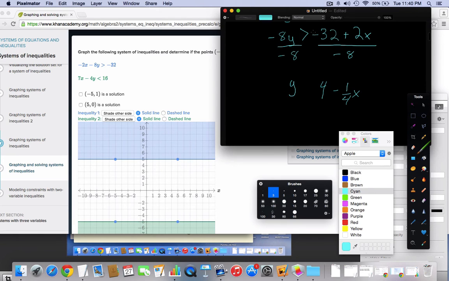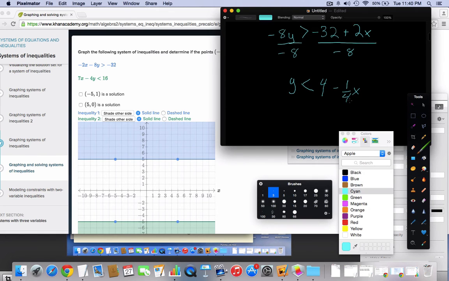They flipped. So if all the other signs flip, then what do you think should happen to this greater than sign? It should flip and turn into a less than sign. And so we're left with y is less than 4 minus 1/4 x.